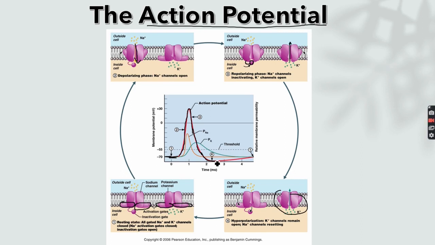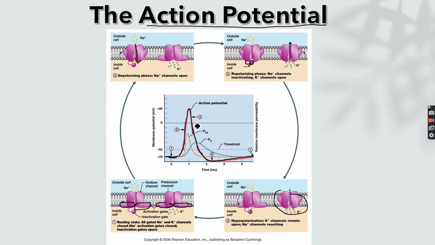We'll see why later. And this is called hyperpolarization. We've hyperpolarized the cell, made it a bit too negative. Also in this step, the inactivation gate is now open. The sodium voltage gated channel is no longer inactivated, but the activation gates are shut. So we say the sodium channels have reset. And then the cell makes its way back to its resting membrane potential until the next action potential.